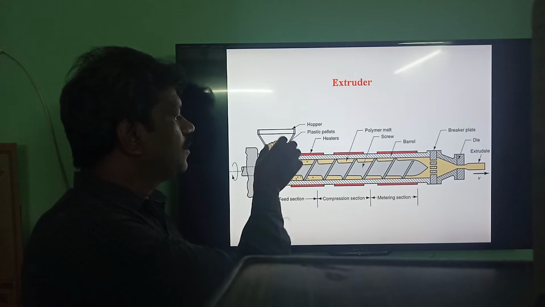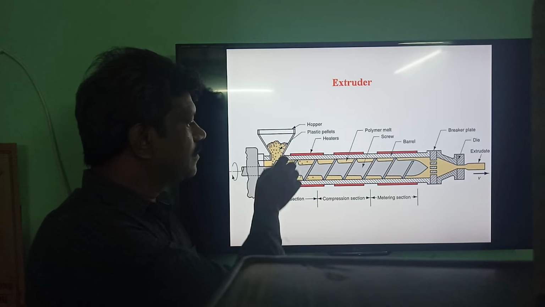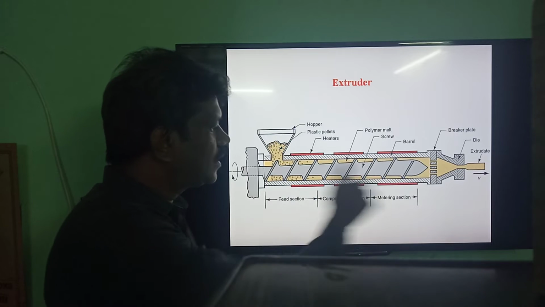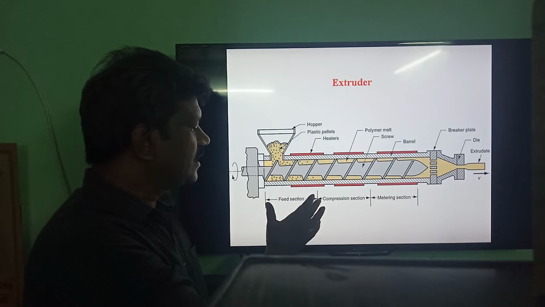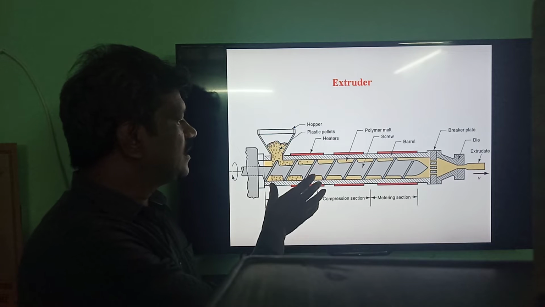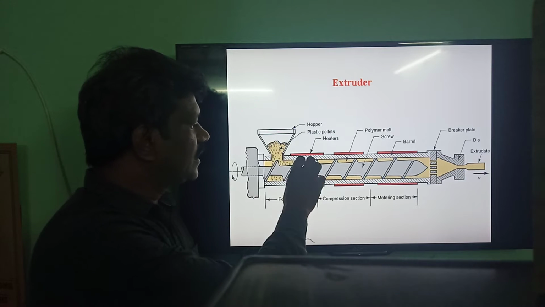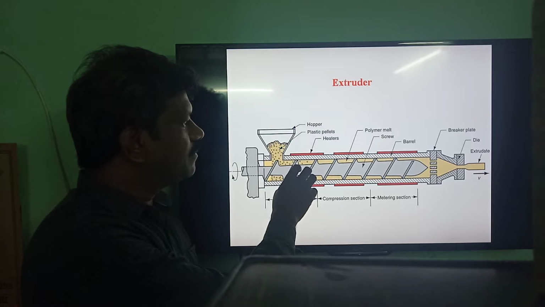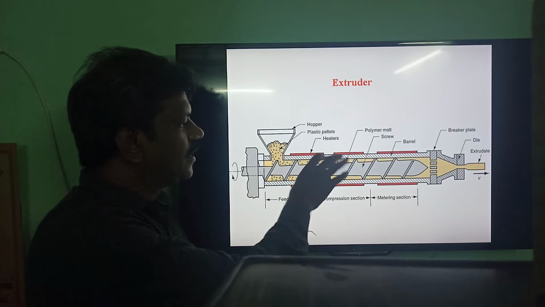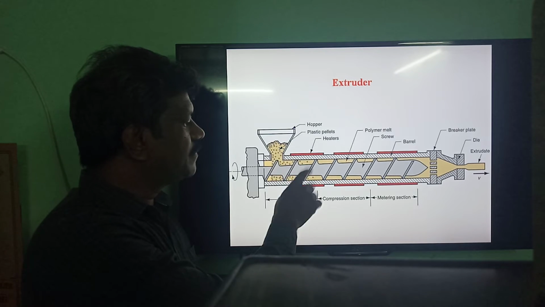Now we are feeding the plastic pellets through this hopper, and they come here. The total length of the barrel is divided into 3 sections: the feed section, the compression section, and the metering section. The material supplied through the hopper is filled here. This material is heated by the heater which surrounds the barrel. In this zone, the material is preheated.